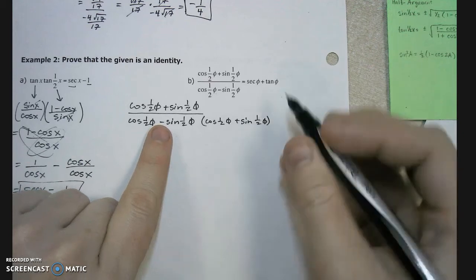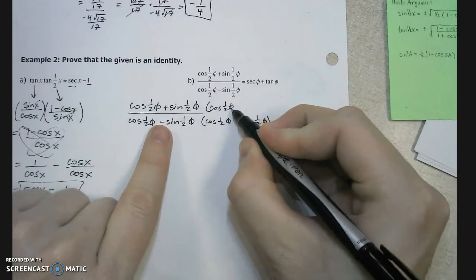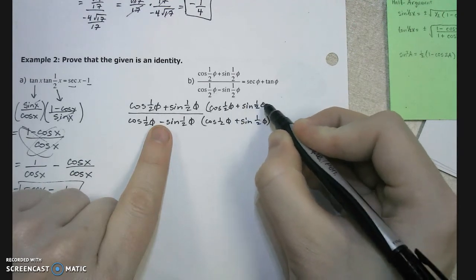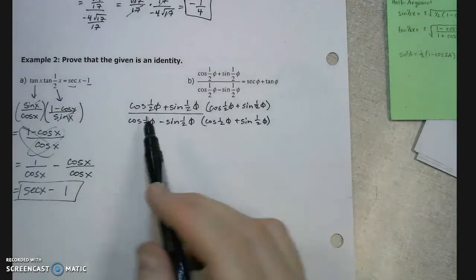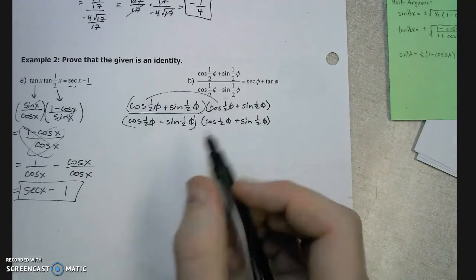Whatever you do to the bottom of a fraction, you have to do to the top. So this is not conjugate with the top. But because we're doing conjugate on the bottom, we have to also do the exact same parentheses on the top. And then I've got a foiling problem here. So I'm going to distribute.